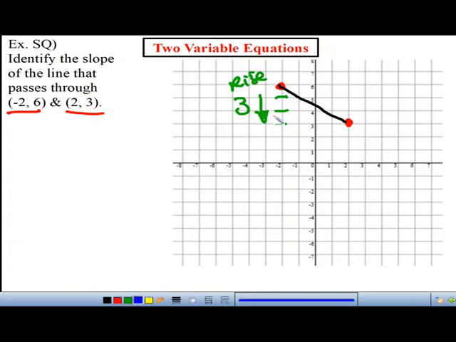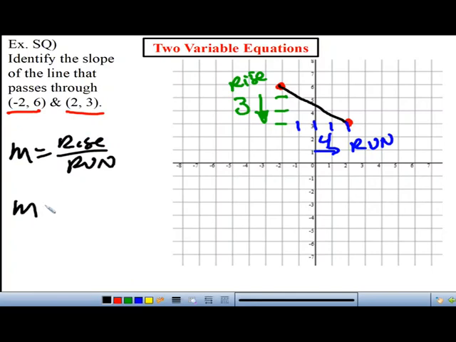From there, I make a right turn and I go 1, 2, 3, 4. 4 to the right, also known as the run. All right, my slope is rise over run. So my slope is, look up, since we took 3 steps down, then we write what? -3. Hands if you did that. Okay, good. And then the run is 4.